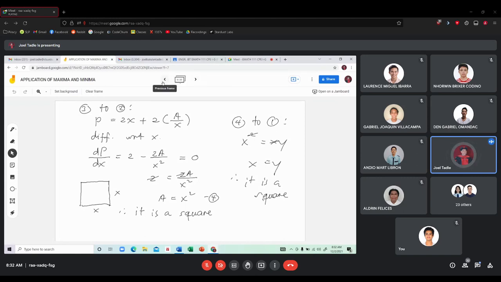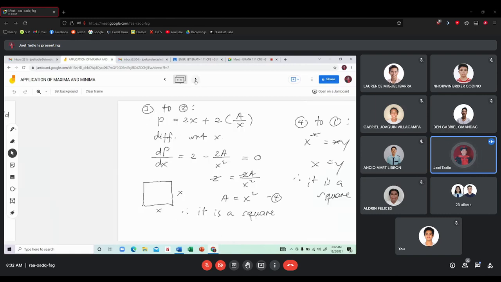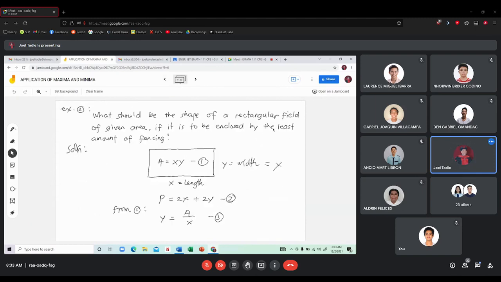So my question is, what should be the shape of our rectangular field? It is not a rectangle, it is a square. So it is the minimum shape, with the least amount of fencing. We enclosed our rectangular field with the least amount of fencing. So that is minimum.